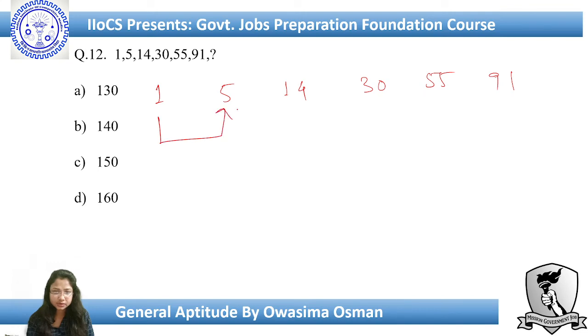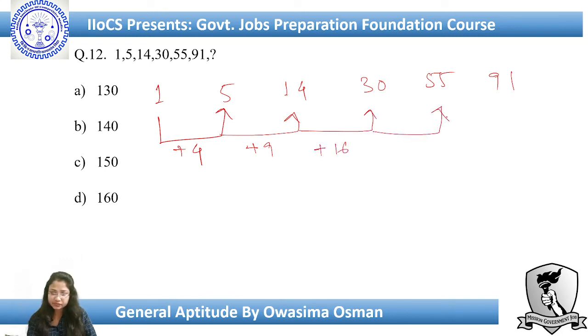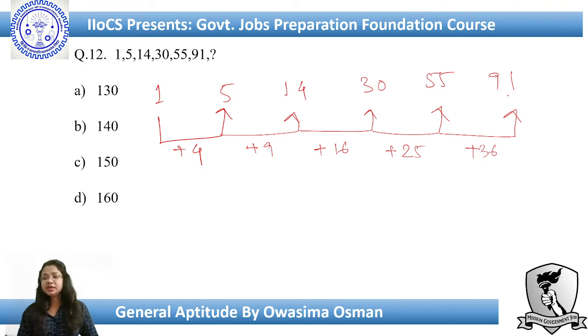So 1 plus 4 we will get 5. If we do 5 plus 9 we will get 14. If we do 14 plus 16 we will get 30. If we do 30 plus 25 we will get 55, and if we do 55 plus 36 we will get 91.